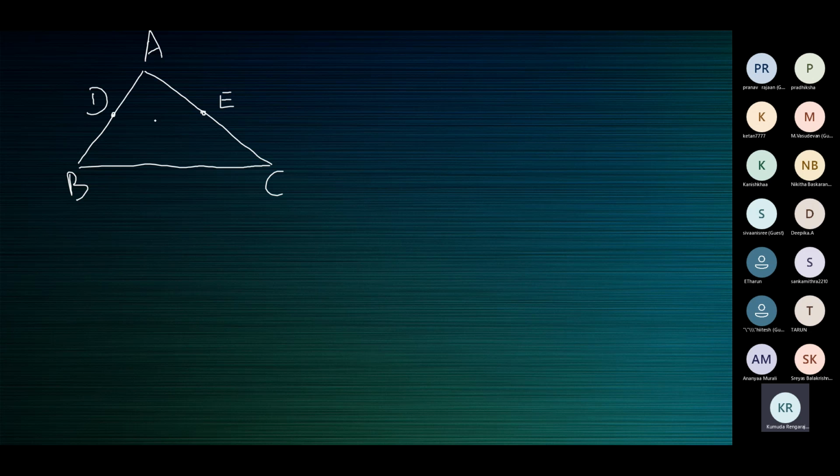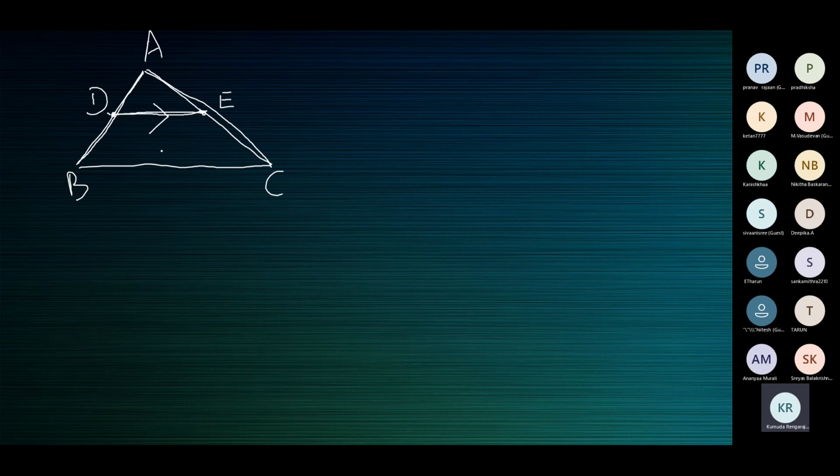Now the line segment joining the midpoints, the result is that it is parallel to the third side. The line segment joining the midpoints of any two sides of a triangle is parallel to the third side. The third side is BC. These are the two sides of the triangle: AB, where the midpoint is D, and AC, where the midpoint is E. So the line segment joining the midpoints of any two sides of a triangle, this much is given to us. The result is that it is parallel to the third side.